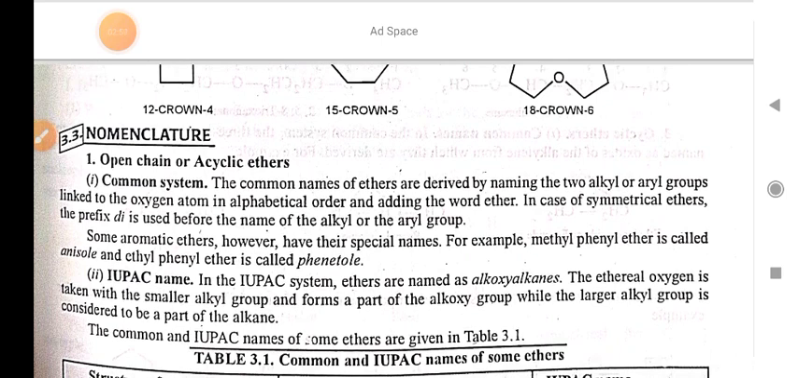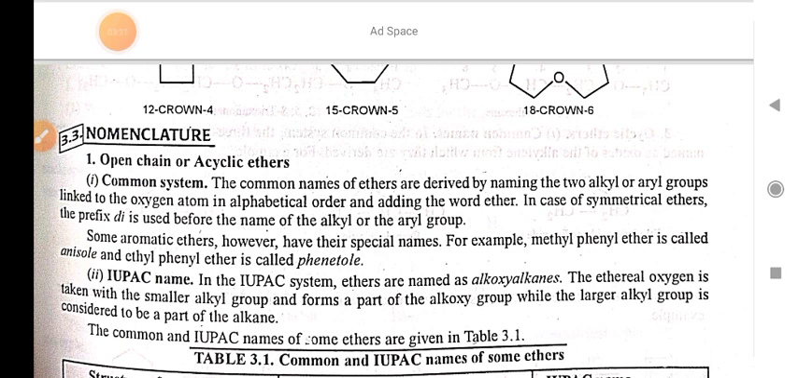Nomenclature. Open chain or acyclic ethers. Common system. The common names of ethers are derived by naming the two alkyl or aryl groups linked to the oxygen atom in alphabetical order and adding the word ether. In case of symmetrical ethers, the prefix di is used before the name of the alkyl or the aryl group. Some aromatic ethers, however, have their special names. For example, methyl phenyl ether is called anisole and ethyl phenyl ether is called phenetole.